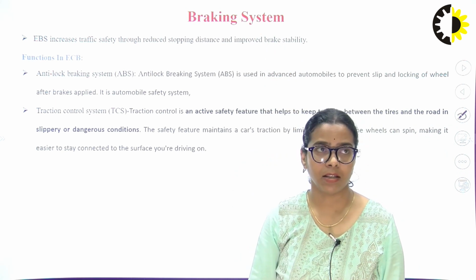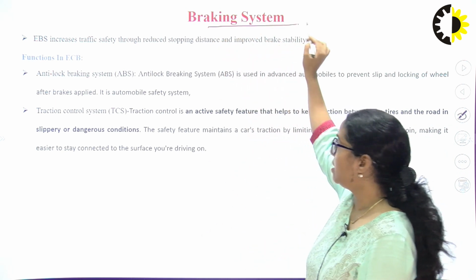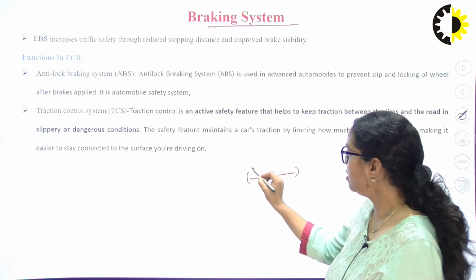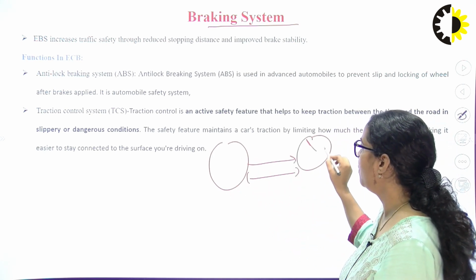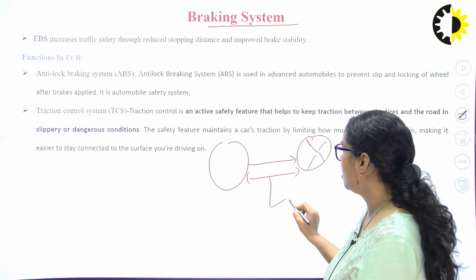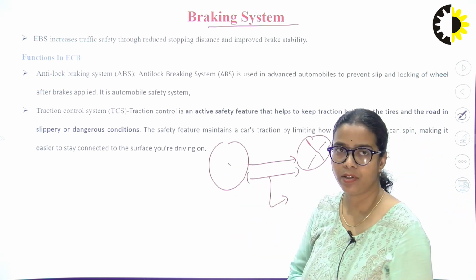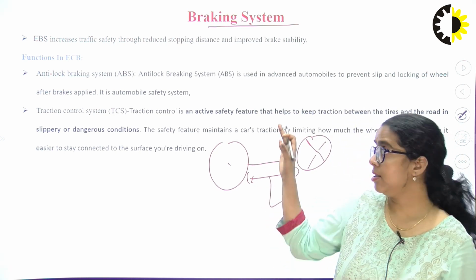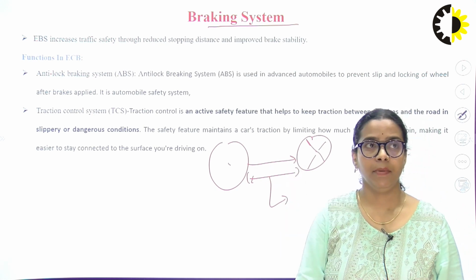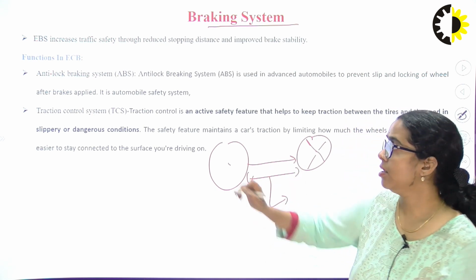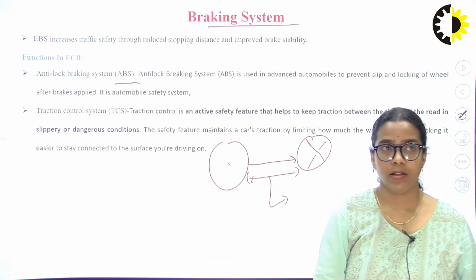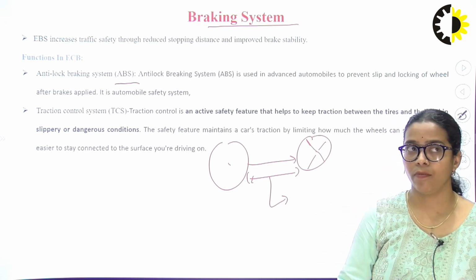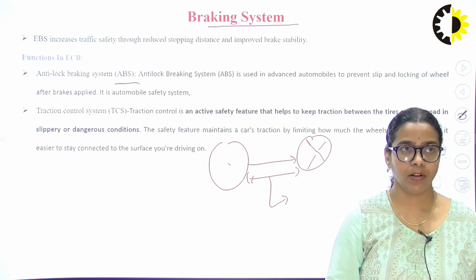Now, first is the braking system. The braking system basically deals with the distance a vehicle covers to stop, so the objective is to minimize this distance. Any braking system will be more efficient if this distance is shorter. The various functions in the braking system, number one, is the anti-lock braking system, that is ABS. This is a very advanced technology, used in advanced automobiles to prevent slip and locking of the wheel as we apply the brakes.